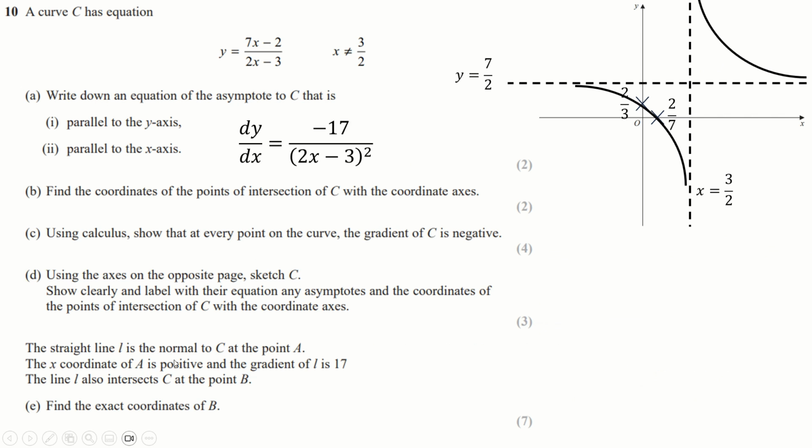Finally then, to finish up this question, straight line L is normal to C at the point A. So we've got a straight line, maybe this is point A, and it's normal to the curve here. And then it also touches the curve somewhere over here. You know the gradient of this is 17, apparently.